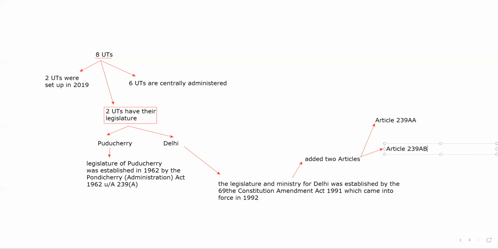Now the next important point is what is there in these two articles. We were discussing them on the previous page. One article is Article 239AA and the other is Article 239AB. These two articles were added to the Constitution by the 69th Amendment Act. So these are the two important articles.